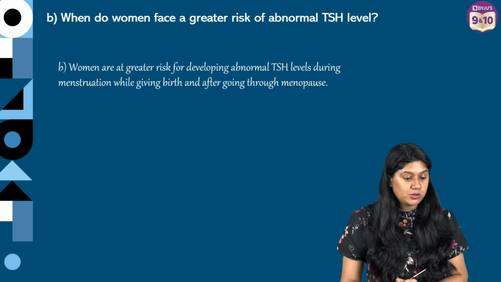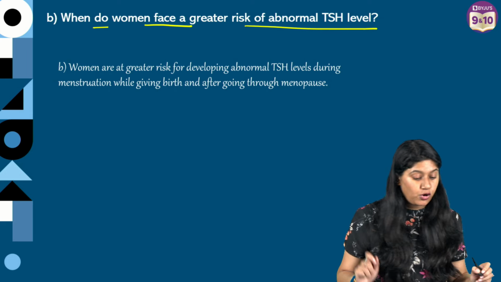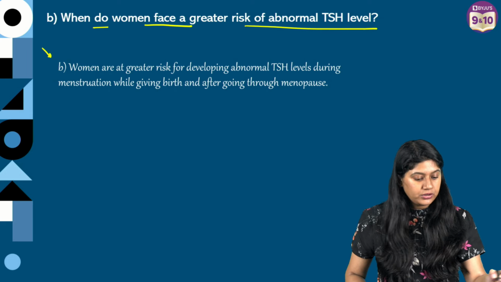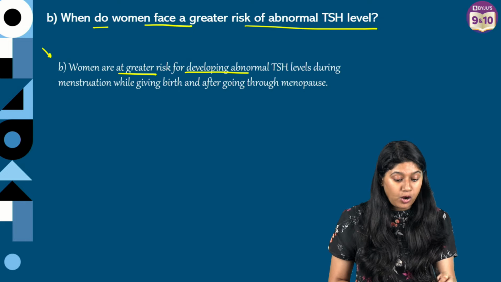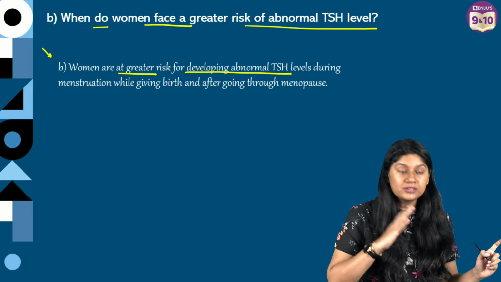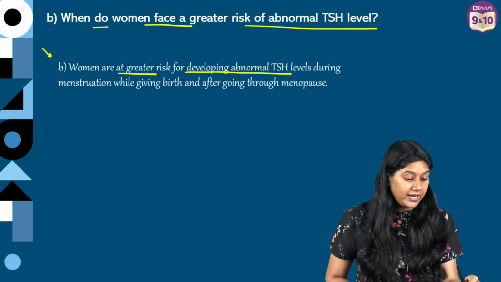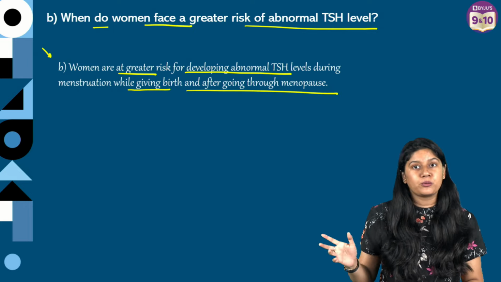Now moving to question number B, when do women face greater risk of abnormal TSH? From the paragraph, we can find out that women are at a greater risk of developing abnormal TSH during the menstrual cycle, right? During the menstruation, not the cycle or the whole period, right? While giving birth, and of course, if they're going through menopause, directly from the paragraph.